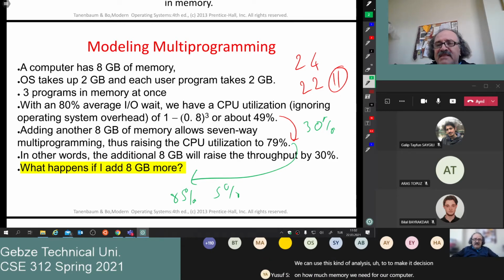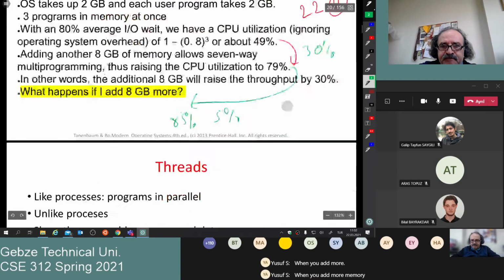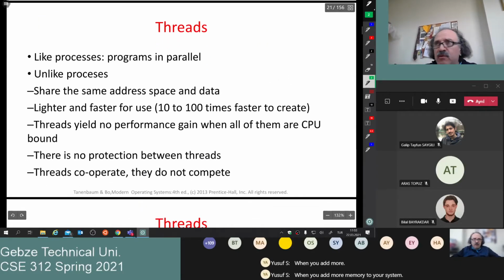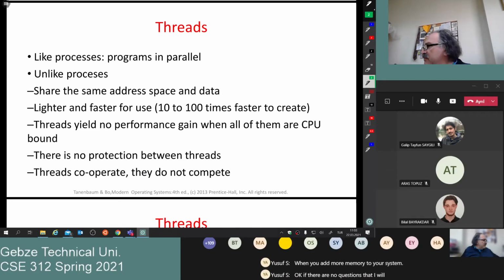Now you understand by mathematics the effects of memory on your computer. By adding more memory, your computer will be more responsive, because you will have better CPU utilization. But after some time it doesn't matter much when you add more memory to your system. If there are no questions, then I will continue with a new topic.